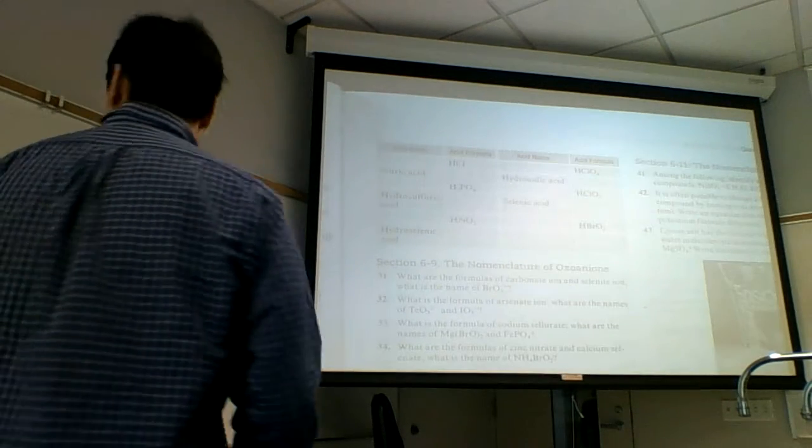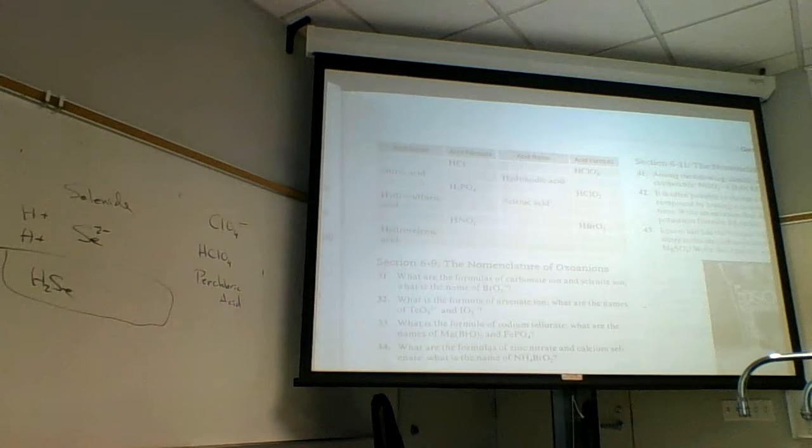Okay, HClO2. So we got to figure out, it's going to be ClO2 minus. So what's the name of ClO2 minus? Well, this is chlorine with oxygen. So chlorate is ClO3, this must mean it's chlorite. If this is a chlorite ion, an ite, so HClO2 must be chlorous acid. That's correct.